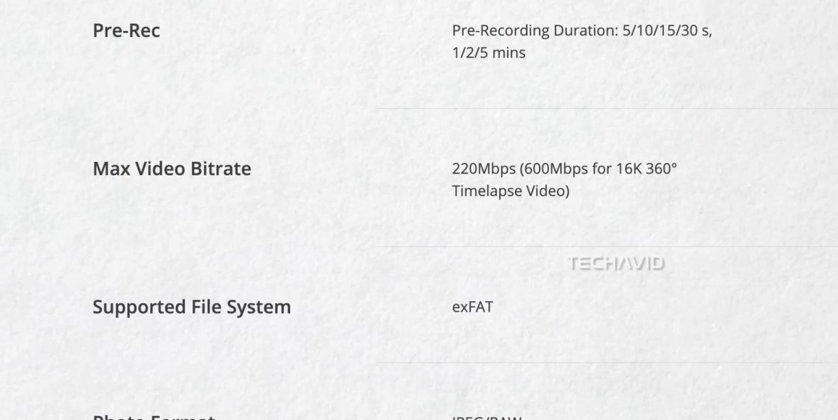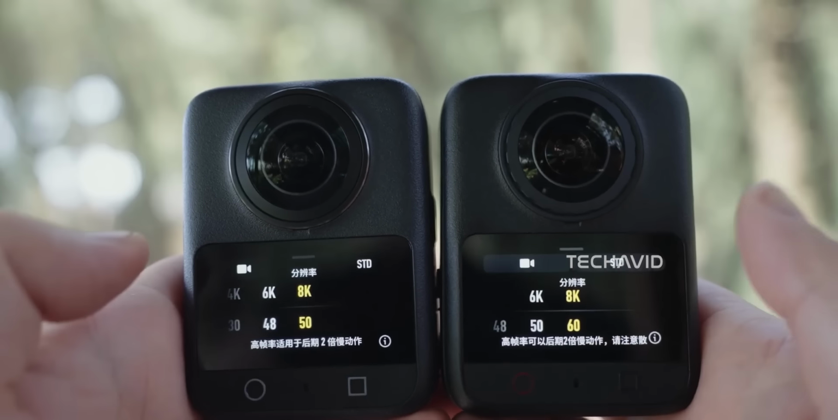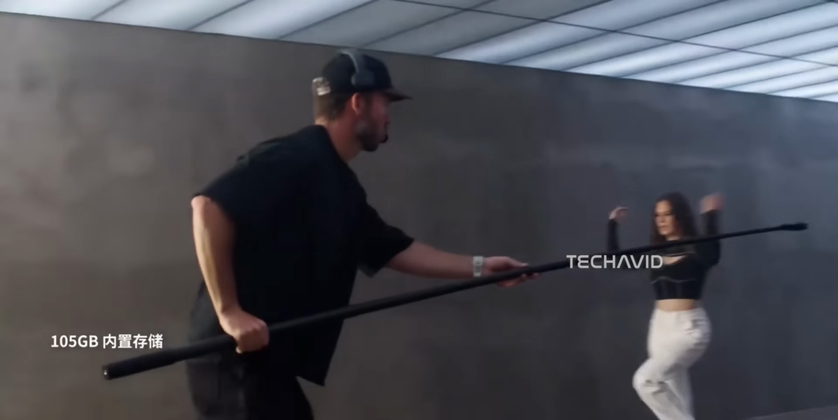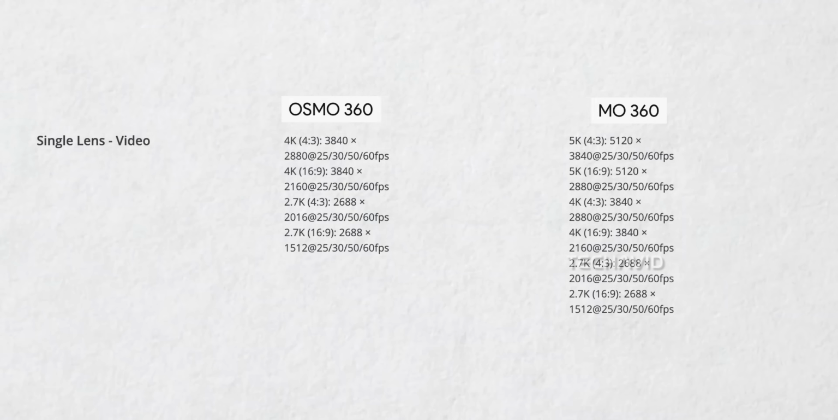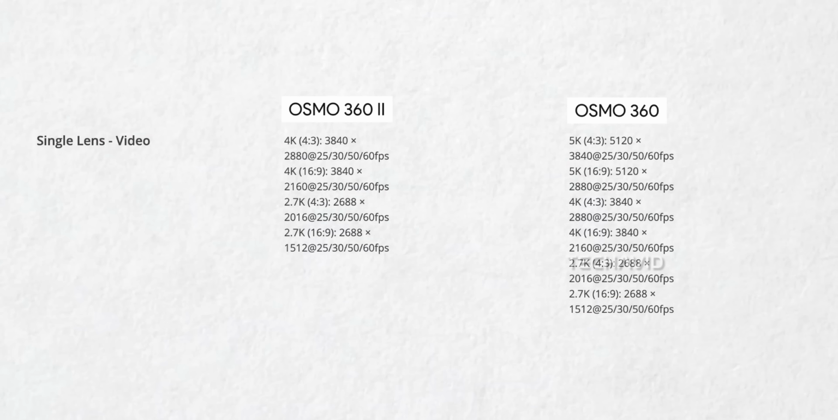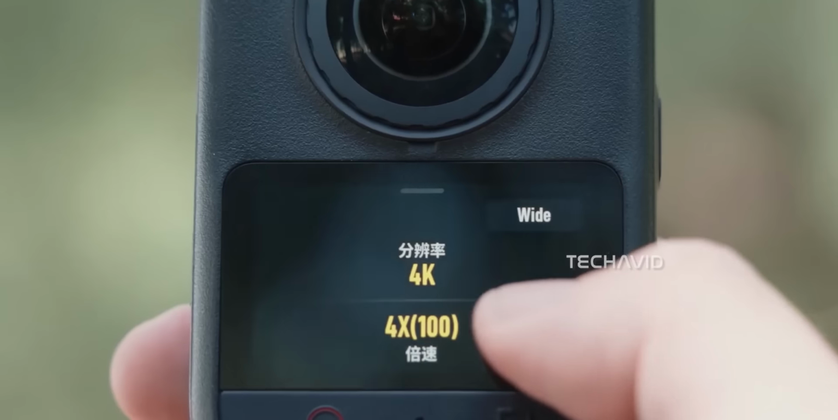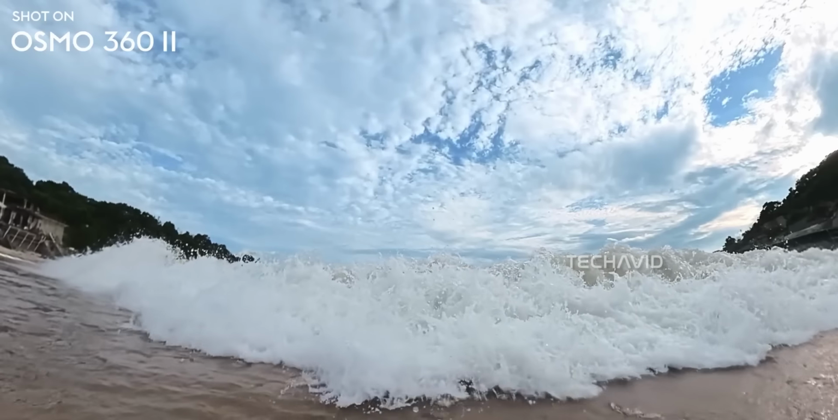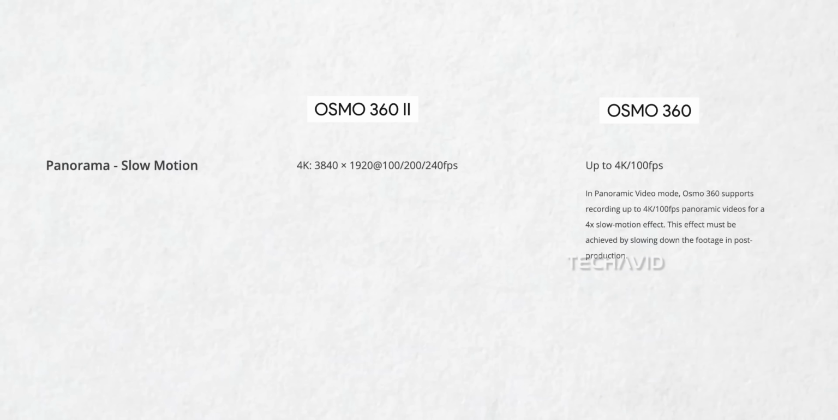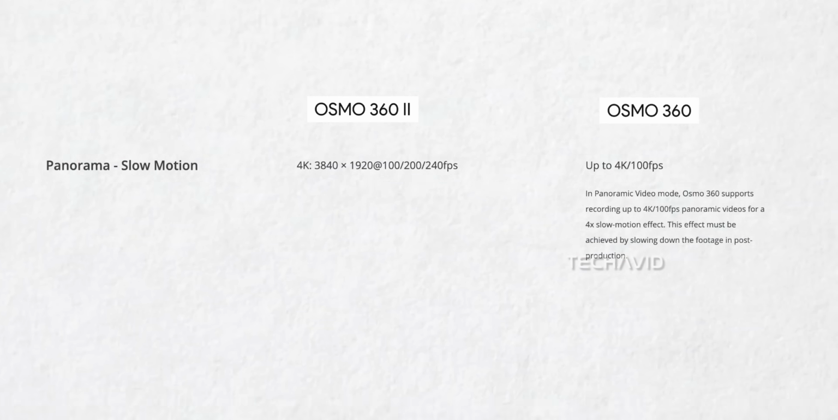But probably the most obvious video upgrade is the jump from 8K at 50 frames per second to native 8K at 60 frames per second for 360-degree footage. Interestingly, not every video mode gets a resolution increase. In single lens mode, the Mark II is listed at 4K 60 frames per second, compared with 5K 60 frames per second on the original. So that's actually a reduction in maximum resolution for that particular mode, but panorama mode gets a serious slow motion upgrade. The Mark II can record 4K at 240 frames per second, compared with 4K at 100 frames per second on the original. That's a pretty substantial slow motion capability for a 360 camera.